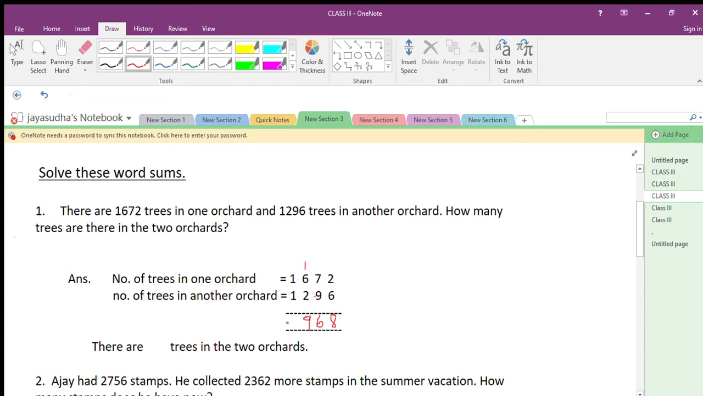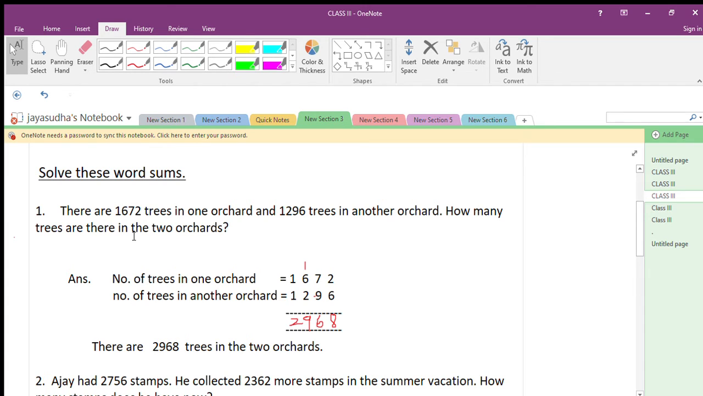So totally, how many trees in the 2 orchards, children? 2968. How many total number of trees? 2968 trees in 2 orchards. There are 2968 trees in the 2 orchards.